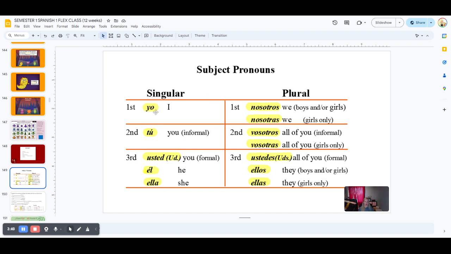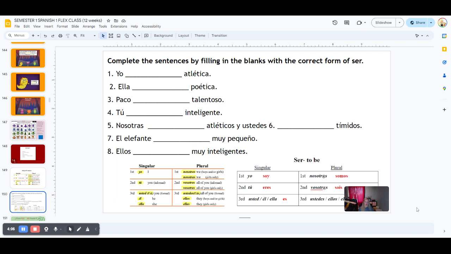When you want to talk about yourself, you use yo. When you want to talk about yourself included with a group of people, you use nosotros, which is we, because we do that in English as well. Like you could say maybe I go to the store, or my friends and I, we go to the store. So once you have learned this chart, the next step is learning how to take a verb and match it up with the correct subject pronoun. And so I wanted to use the verb ser. Ser means to be.